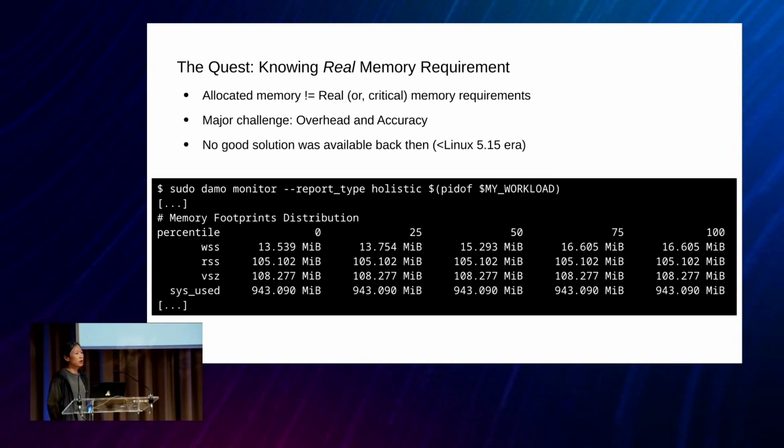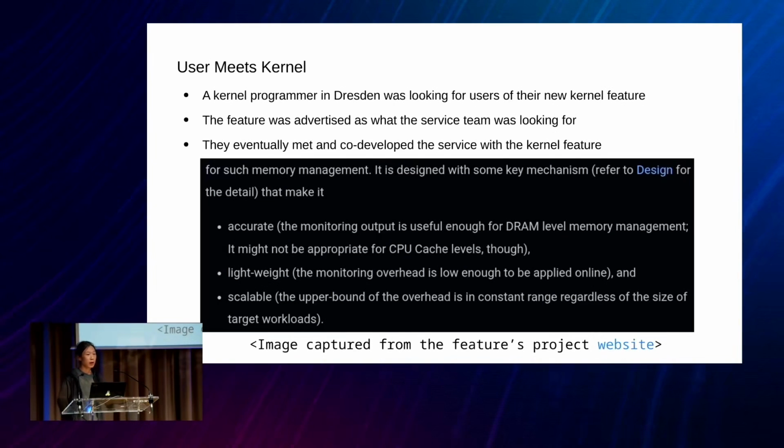And while doing this, the team found that the major challenge is the overhead and the accuracy. As they wanted to achieve higher accuracy, the overhead also increased, and vice versa. And at the time, which was just before Linux 5.15, no good solution seemed available. And at that time, in Dresden, Germany, a kernel programmer, who is I, was developing a new kernel feature and was looking for a user of the new feature.